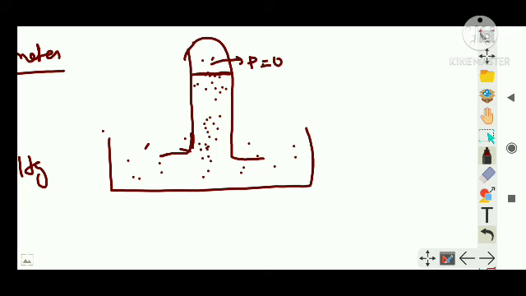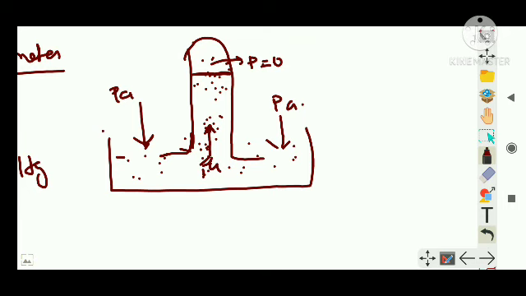Clear? The atmosphere will be exerting some atmospheric pressure on the mercury level. As a result the level of mercury decreases in the trough and it increases in the tube. Why? See, here the pressure is 0, but atmospheric pressure is exerted over here, so this will be PA here. So this is higher than this one. So obviously, according to the increase in atmospheric pressure, the pressure here also will be PA, so this pushes the mercury level inside the tube. This much is clear.